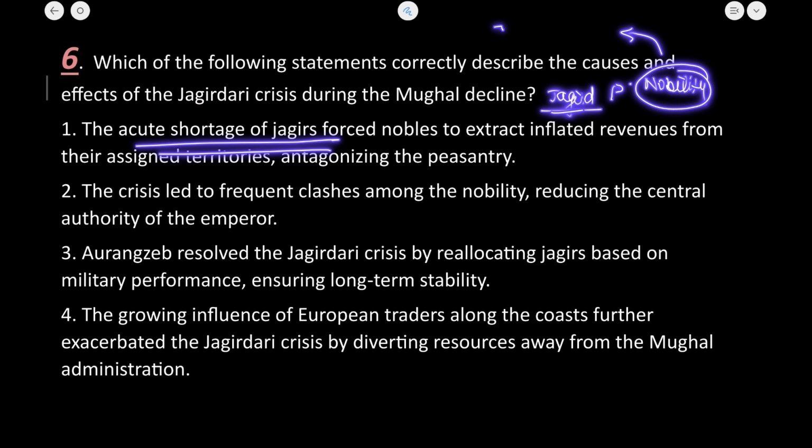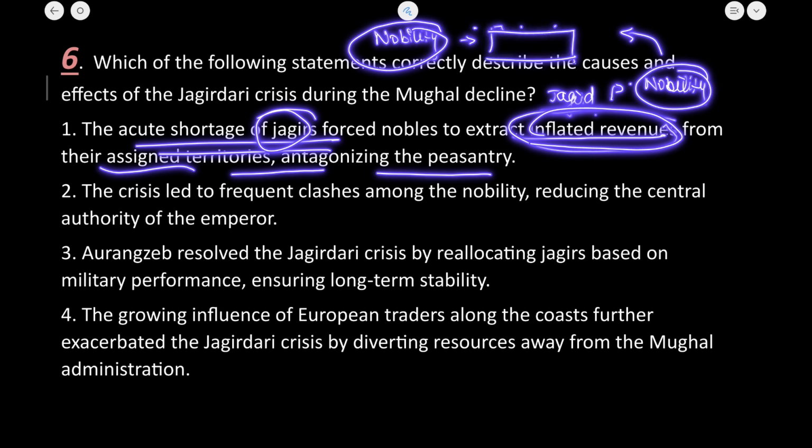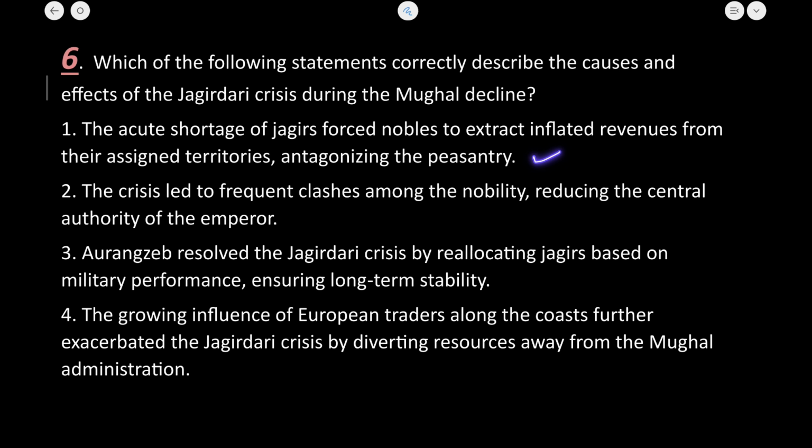So ultimately they realized that there are no Jagirdars, so they just jumped in the market and extracted inflated revenues from the peasants. And this inflated revenue made them change their mind and betray their empire. So that is why it was the nobility. Sayyid brothers का हमने केस देखा. It was the nobility that led, at the later stage, to the appointment of the Mughal emperors. Emperors were appointed, just like the Sayyid brothers are known as the kingmakers. So this statement is absolutely correct.